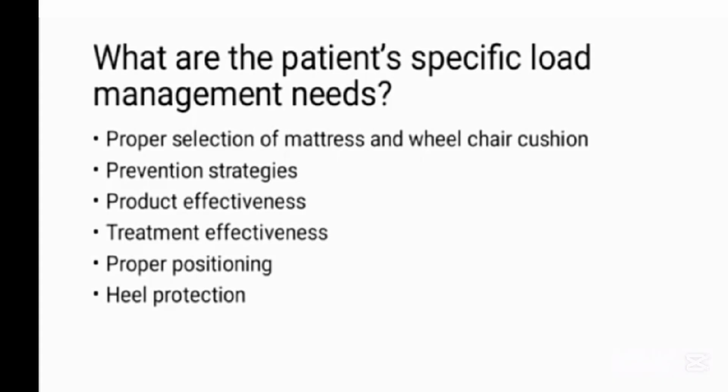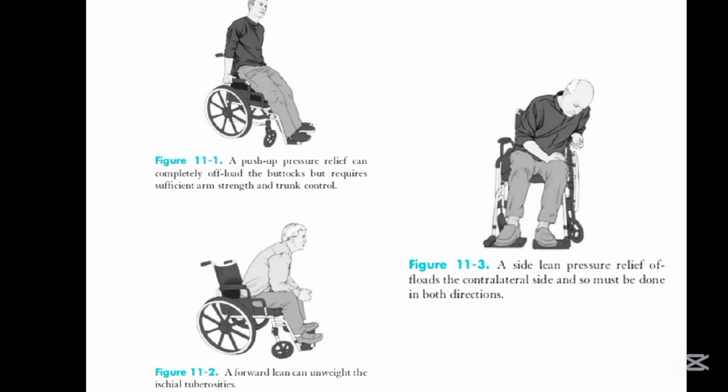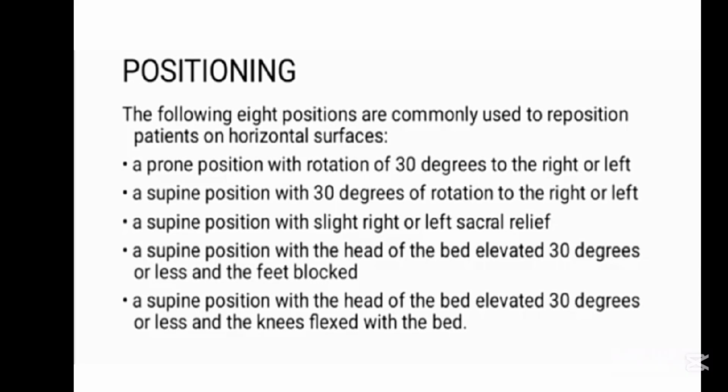Now, what is patient management? What are the patient-specific load management needs? Proper selection of mattresses and wheelchair cushions is the most important. Prevention strategies, product effectiveness, treatment effectiveness, proper positioning, and heel protection. As you can see in the diagram, there are three different positions on the wheelchair, which provide support and function for the patient. Now, number one is positioning.